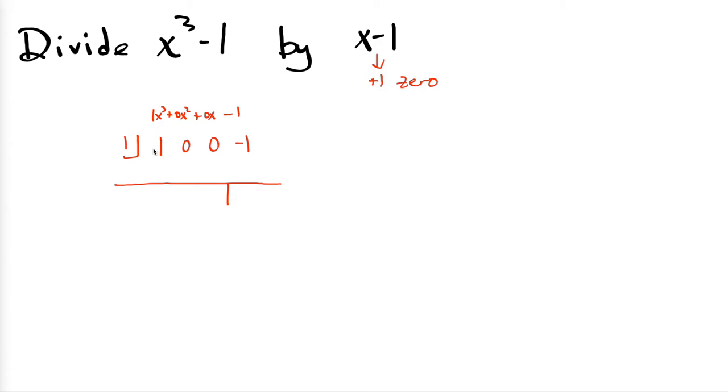Okay. We're going to add the numbers down, multiply diagonal. So 1 and nothing is 1. 1 times 1 is 1. This is going to be a lot of 1s. 0 plus 1 is 1. 1 times 1, this is way too many 1s. 0 plus 1 is 1. 1 times 1 is 1. Negative 1 plus 1, 0. So we have a remainder of 0.